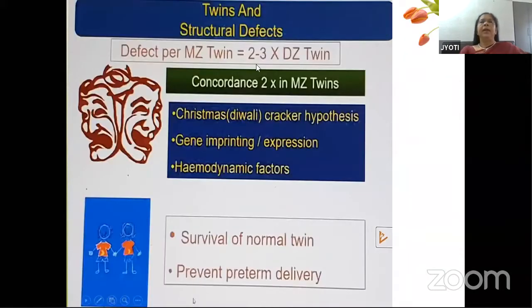Now the anomalies. Structural anomalies are 2 to 3 times more common, and may show a Christmas cracker hypothesis. That means if you break a cracker, it may break into multiple pieces. So you can have a small anomaly, a big lethal anomaly or a non-lethal anomaly. This could be because of gene imprinting, expression, and hemodynamic factors. What we want to do at this point of time is see how we can make the normal twin survive and prevent a preterm birth.